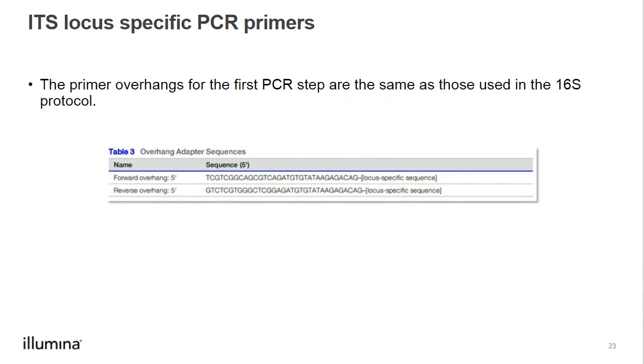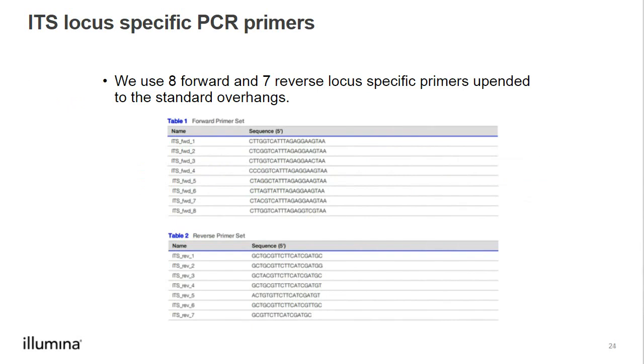We use the same overhang sequences used in the 16S protocol, and these are here. And then we use 8 forward and 7 reverse locus-specific primers appended to the standard overhangs. We want to pre-combine these primers so we have a forward primer mixture and a reverse primer mixture prior to library preparation.